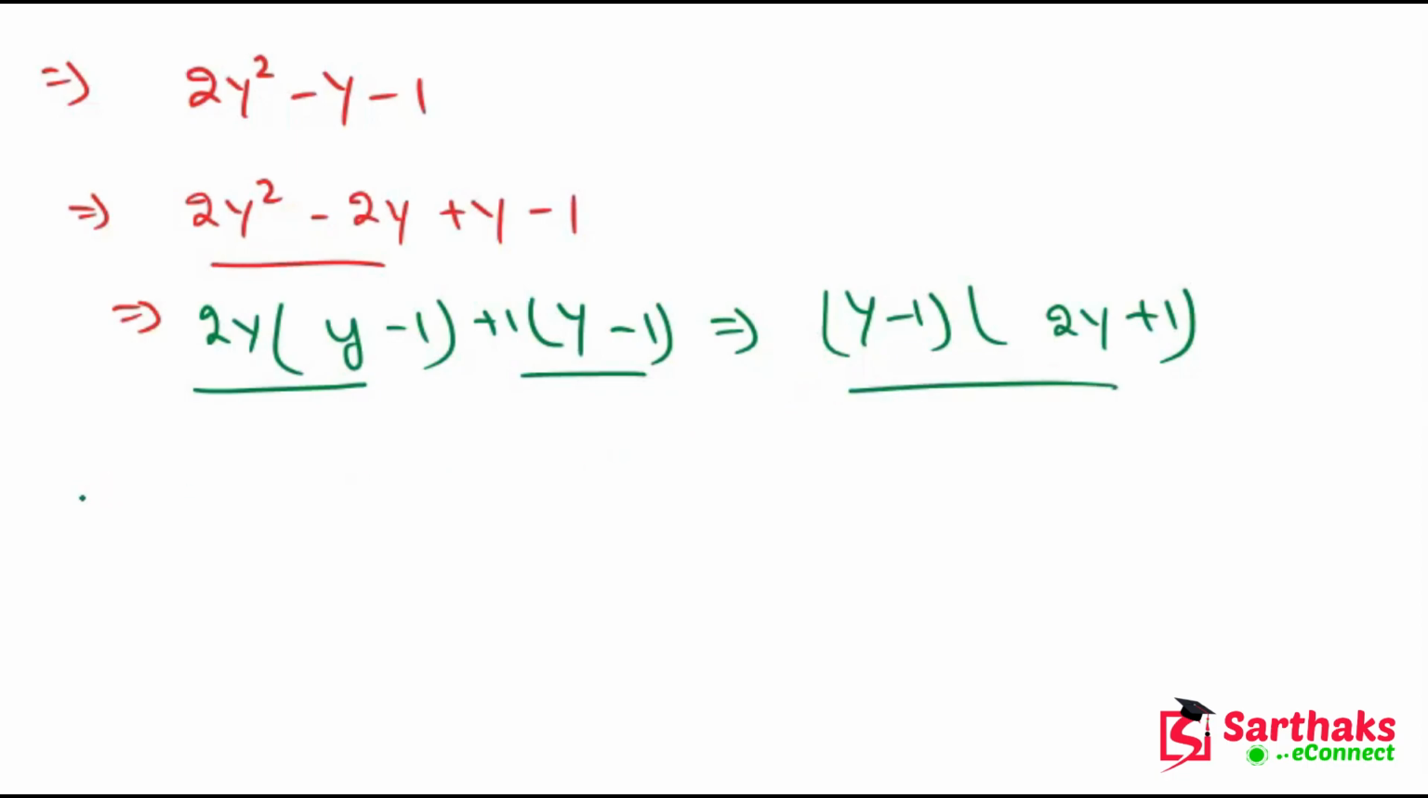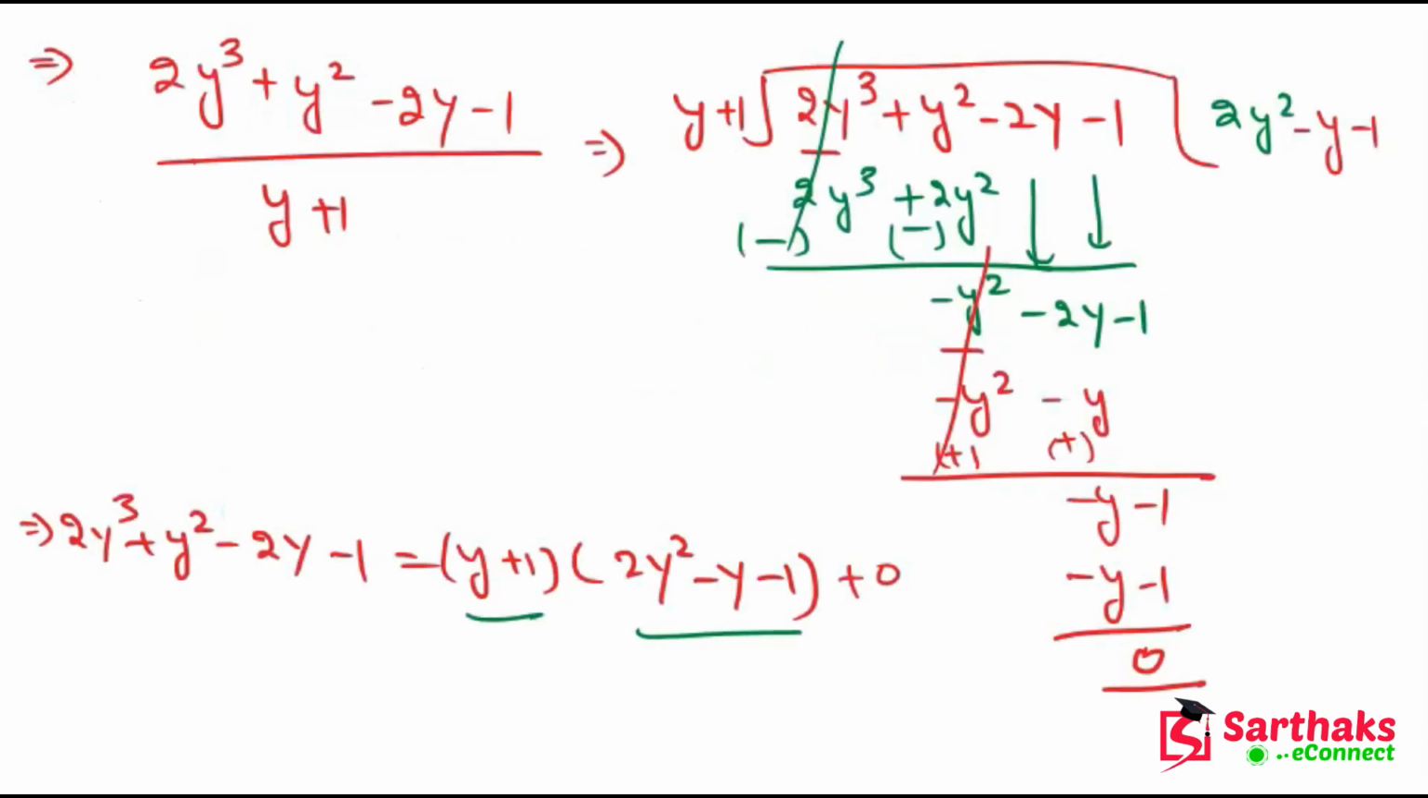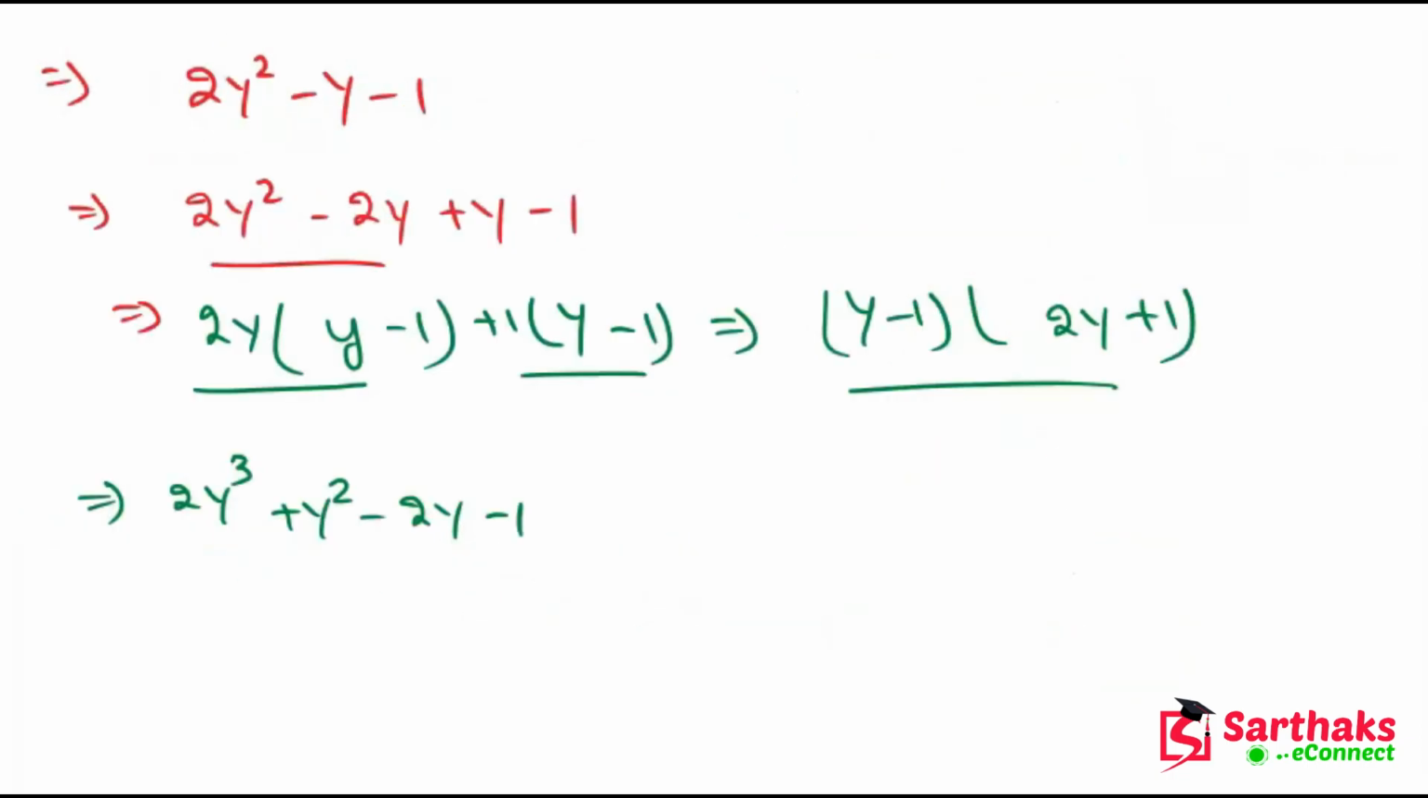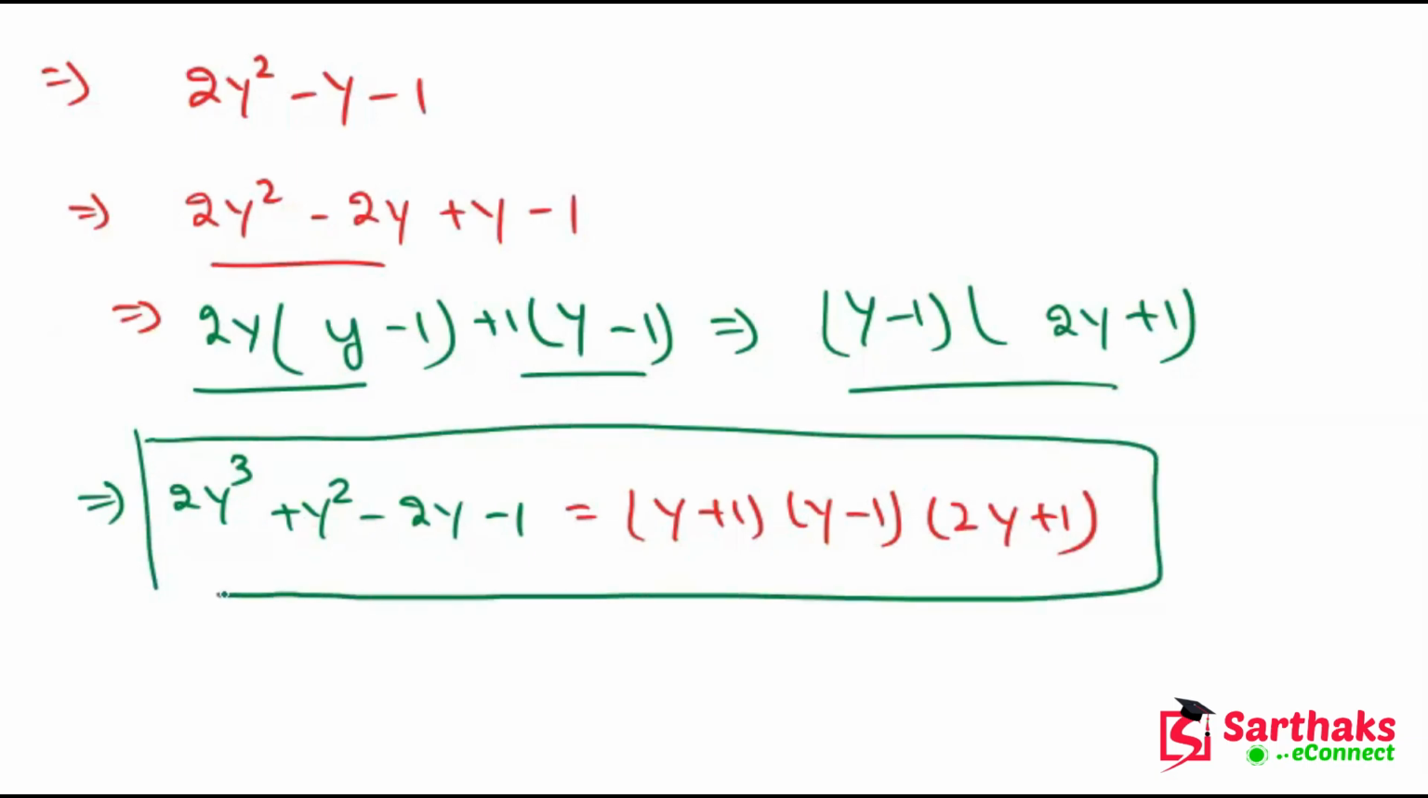So we have 2y cube plus y square minus 2y minus 1, and its factors are y plus 1, y minus 1, and 2y plus 1. So these are the factors of this polynomial, and this is our answer.